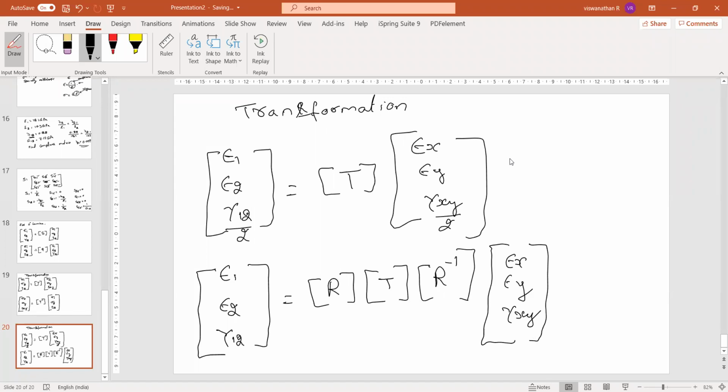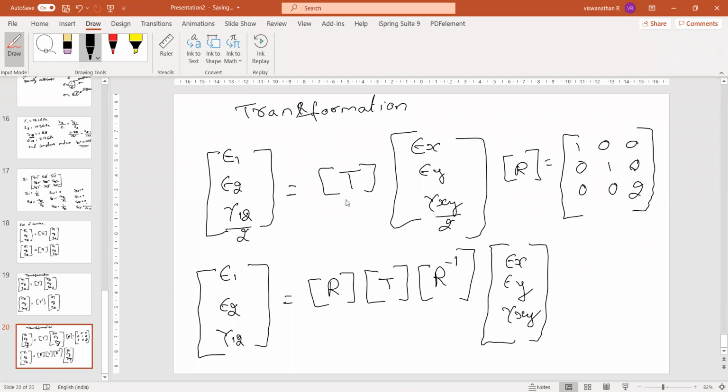So what is this R equal to? R matrix is equal to 1 0 0, 0 1 0, 0 0 2. So if you use this R and R inverse, you can avoid writing gamma 1 2 by 2 and gamma xy by 2. Instead of writing gamma 1 2 by 2 and gamma xy by 2, you can write gamma 1 2 itself and gamma xy itself, but use this thing.